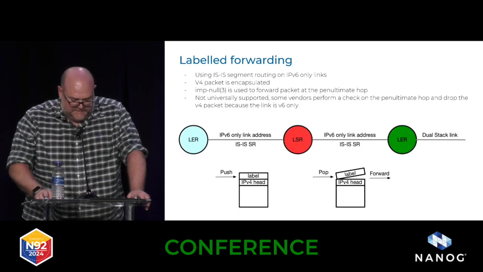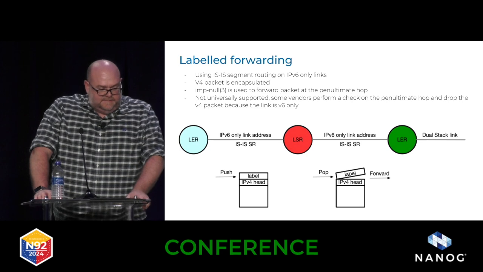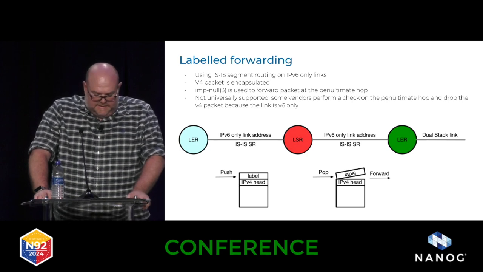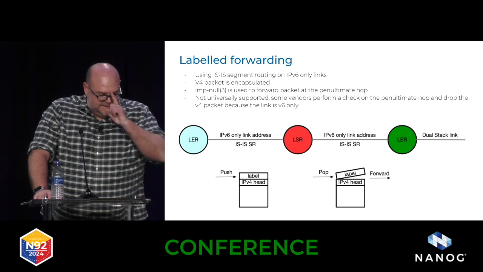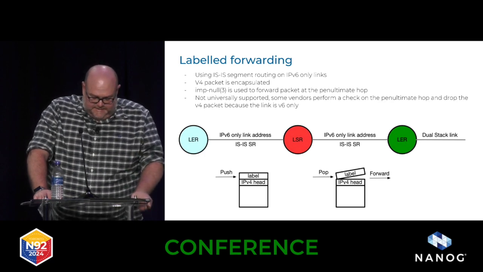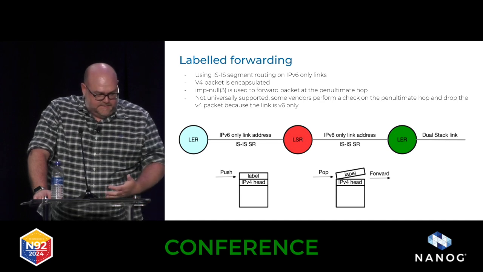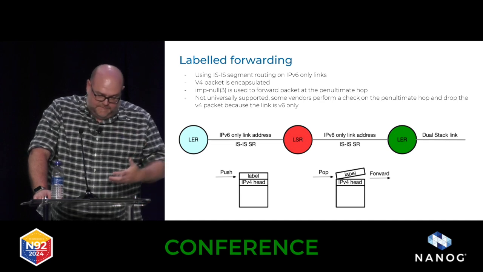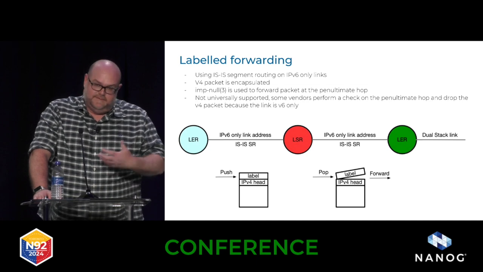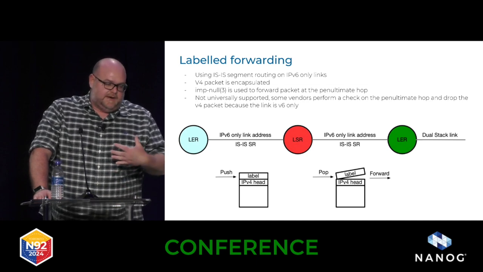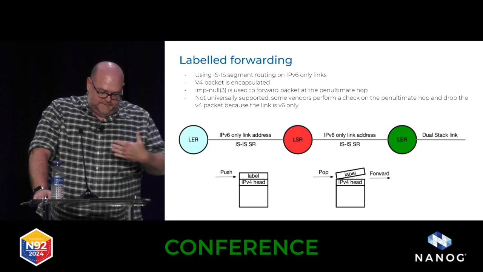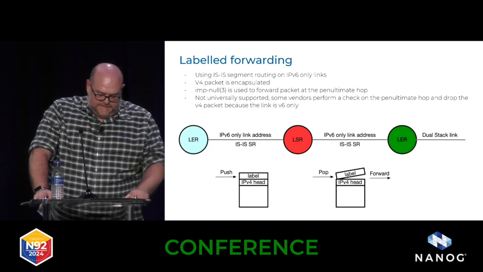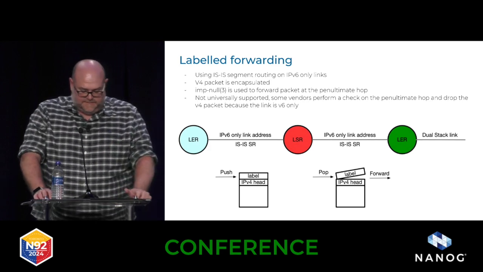So I mentioned that there was segment routing in there. And so the label forwarding with the segment routing on ISIS worked as we expected. So a packet comes in, the label is applied, forwarded to the LER. LER then pops that on the penultimate hop and forwards it out of the interface to the last hop.